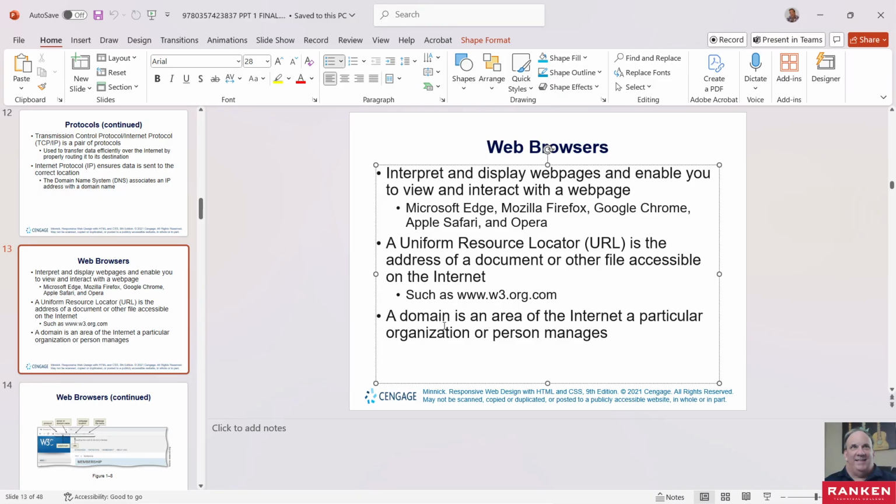A domain is an area of the internet that a particular organization or person manages. So ESPN.com is actually a domain. The URL is all of this. I probably should have stated this: the URL is the complete URL.